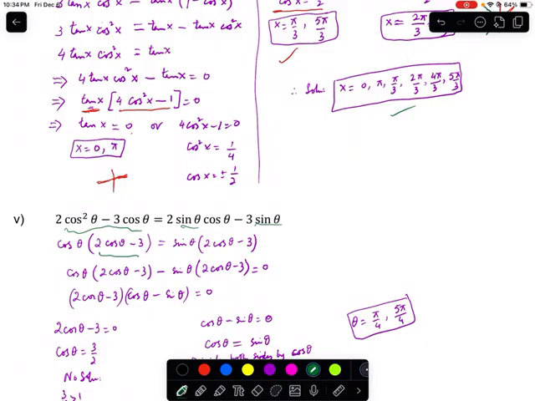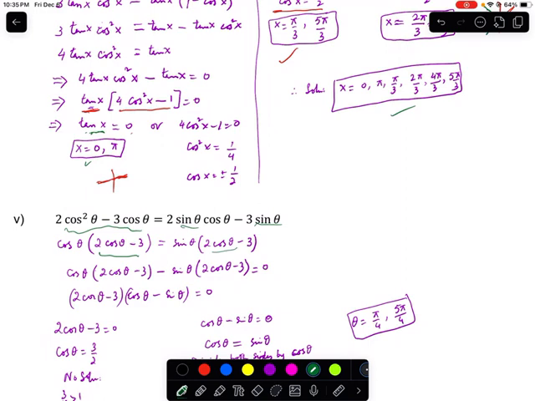Now we do not divide by that, because by doing that you might lose a solution. For example, if we had divided by tangent x up there, we would have lost these two values. So what I do is bring everything to one side and set it equal to 0.